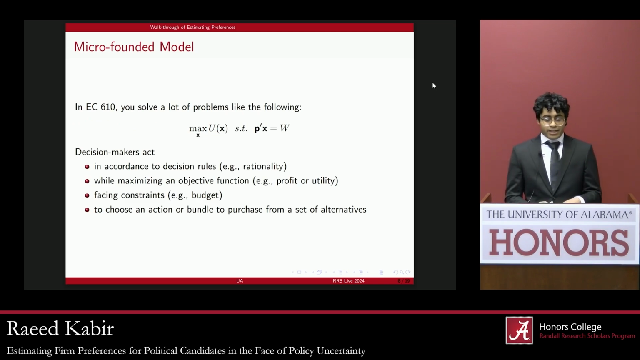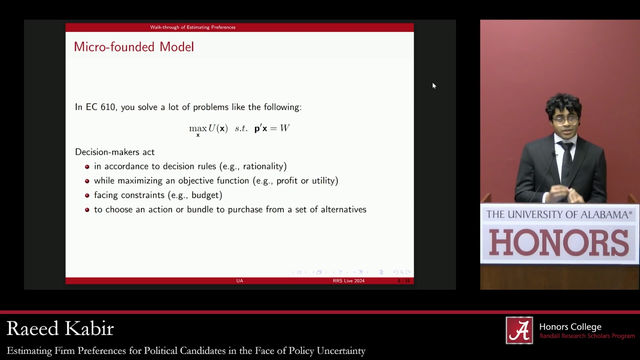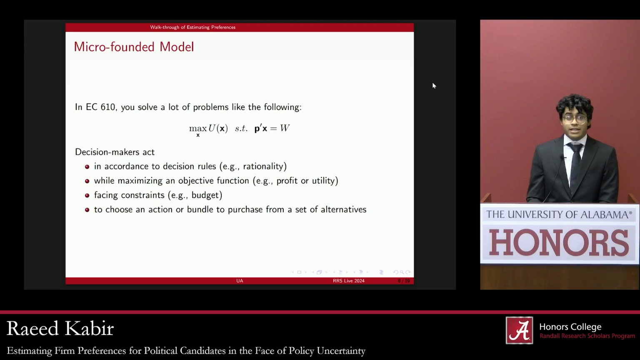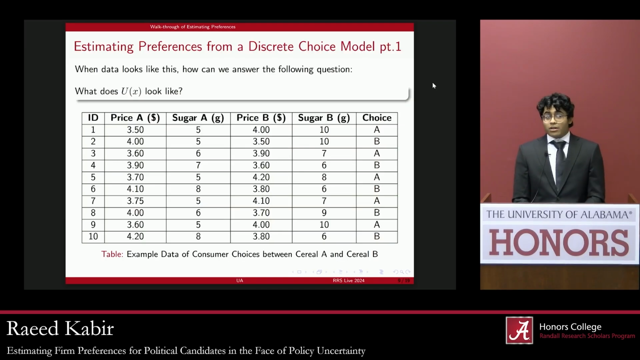Okay, so in a microeconomic theory class, you might see some sort of problem like this. And all it says is, I want to choose a bundle X that maximizes my objective function, maybe my utility, subject to some constraints like budget. And this is theory. This is saying what would a rational agent maybe do in a setting where I have to make a constrained choice. But in our world, we have data.